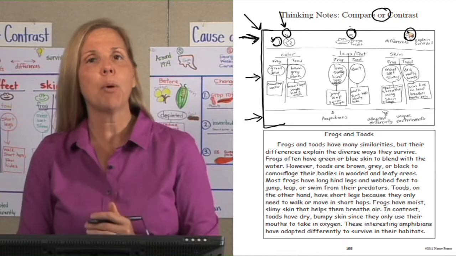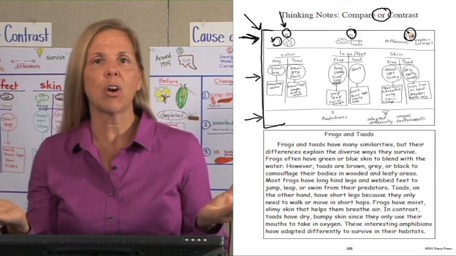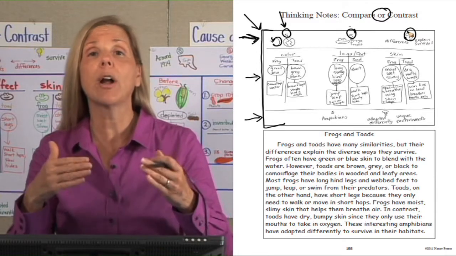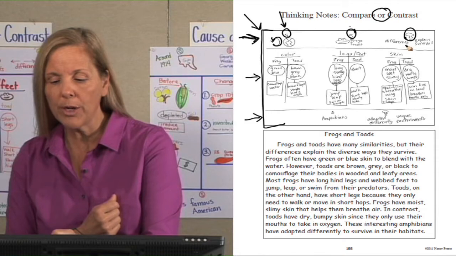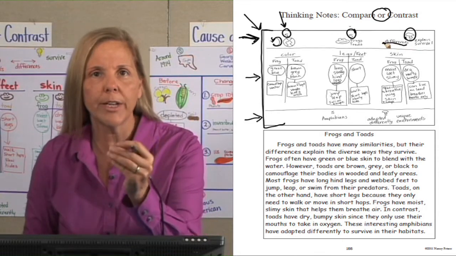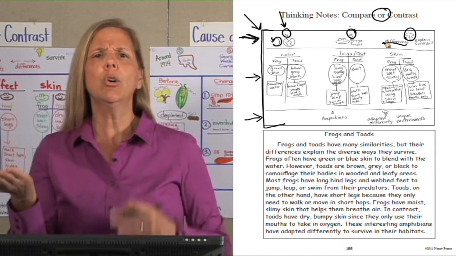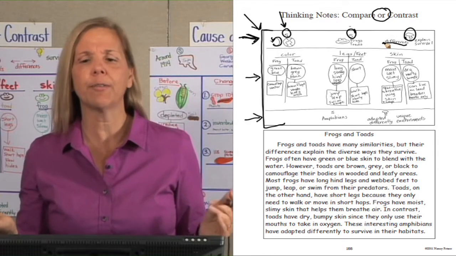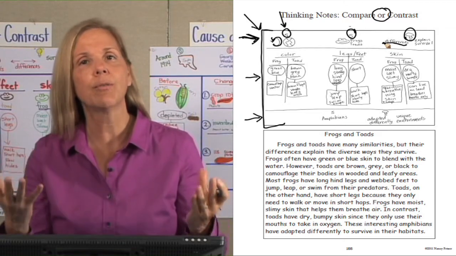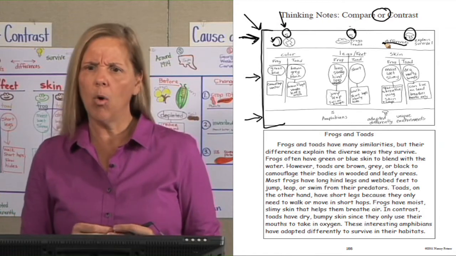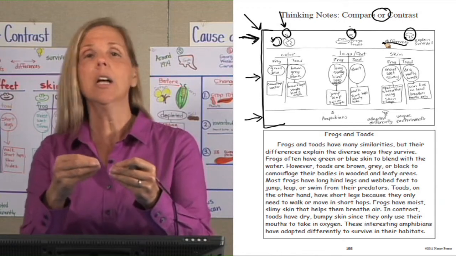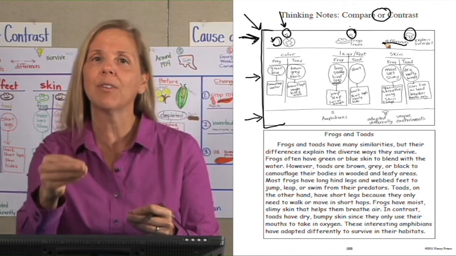Then we go over to the light bulb. What's the big idea about frogs and toads? What are we going to do when we look at frogs and toads? We are analyzing frogs and toads. We are going to show their differences. And at this point, and this is the critical piece, is who cares? Why do we need to know their differences? Oh, their differences explain how they survive differently. Oh, so they survive differently. There's different things about them. They have similarities, but their differences explain how they survive differently.